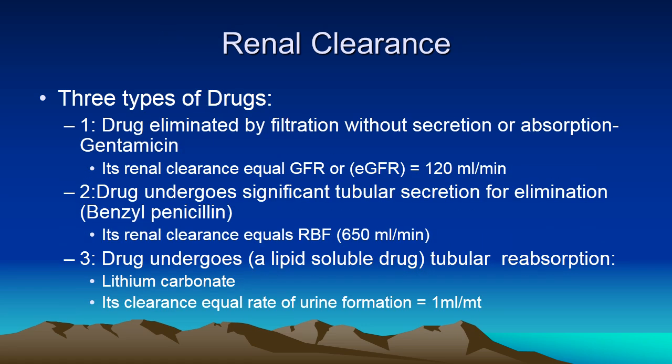Renal clearance is of three types. There are drugs which are eliminated primarily by glomerular filtration, such as gentamicin. Therefore, their clearance approximates estimated GFR. Second type of drugs are those that undergo significant tubular secretion, and their renal clearance equals renal blood flow. And there are drugs that undergo tubular reabsorption. Lithium carbonate, its clearance equals the urine formation, 1 ml per minute.